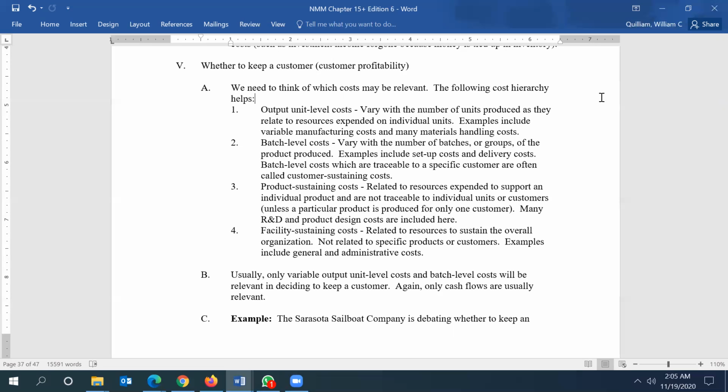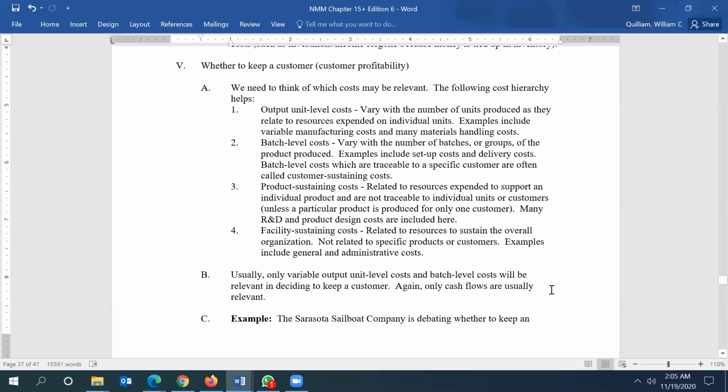Then product sustaining costs, if we bump up another notch. Well, they're related to resources expended to support an individual product, and they are not traceable to the individual units or customers, unless a particular product is produced only for one customer. Well, many research and product design costs are included here. And then facility sustaining costs. Well, they're related to resources to sustain the overall organization. They're not related to specific products or customers. Examples include general and administrative costs. We'd have to close down to get rid of facility sustaining costs.